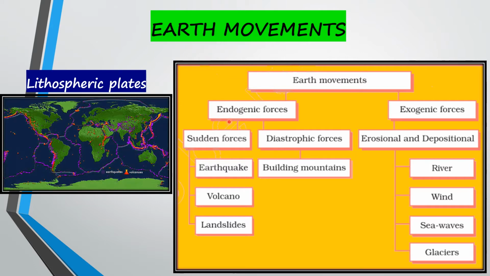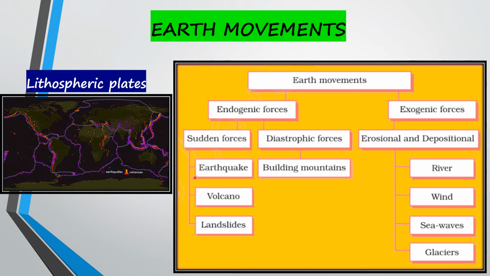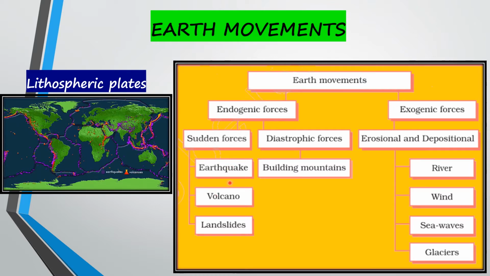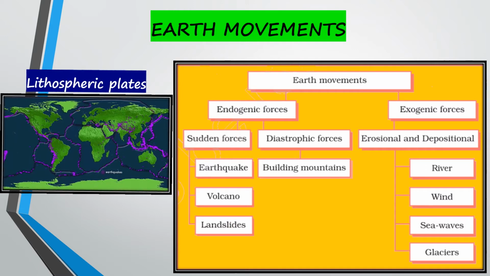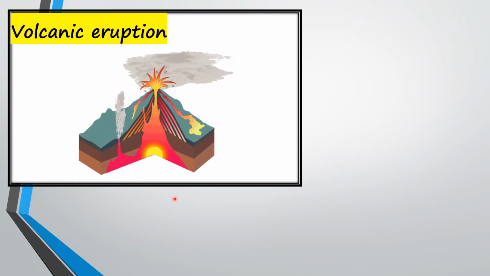So endogenic forces sometimes produce sudden movements, which can be further classified, like the movements that we experience as earthquakes, that lead to volcanic eruptions and also landslides, which cause mass destruction over the surface of the earth. So first we shall go with the endogenic forces and the examples observed under the sudden forces. Right, so we'll have a short note on volcano.